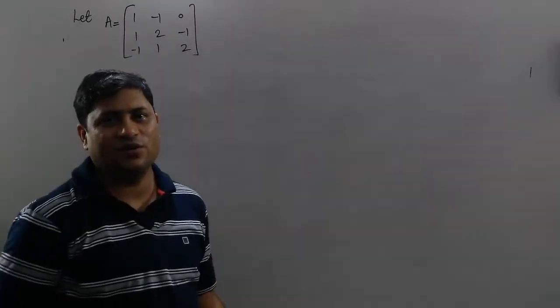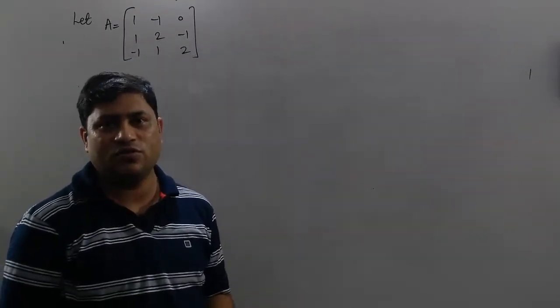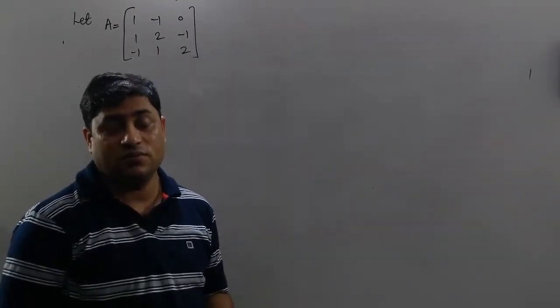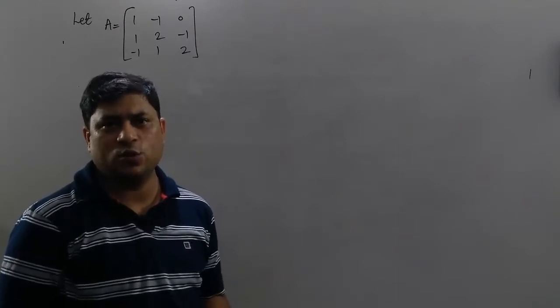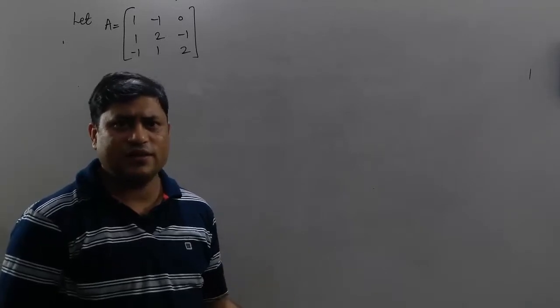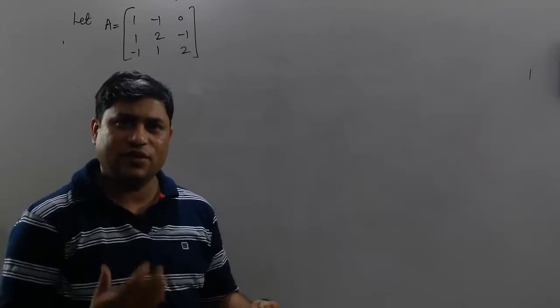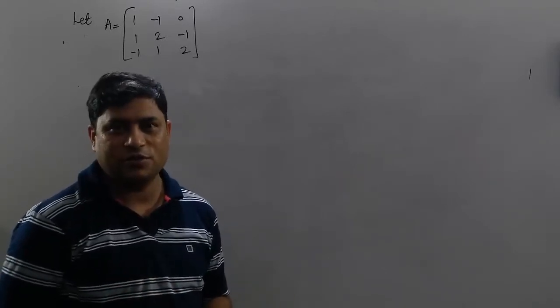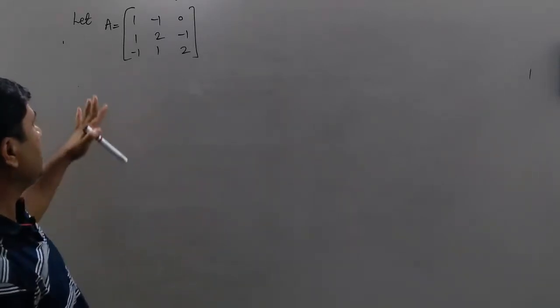Now we have seen how to find the inverse, or we have defined how to get the inverse. There are two methods: one by using the row transformation, the other by using the formula. Let us use the formula first and then we will go for row or column transformation. Now let us see an example.